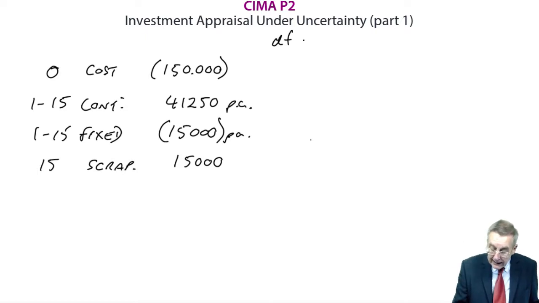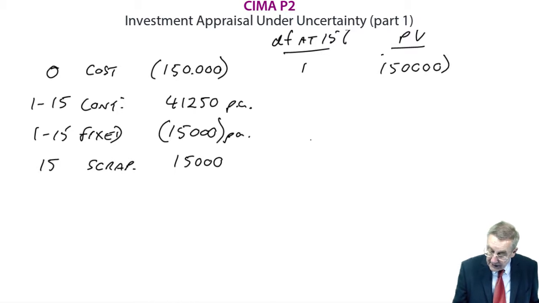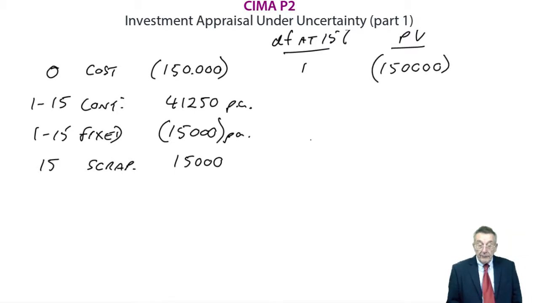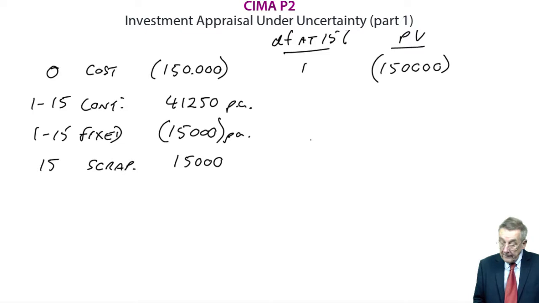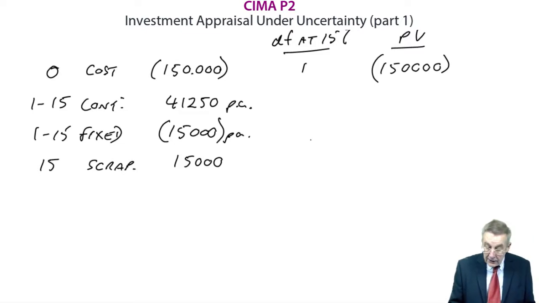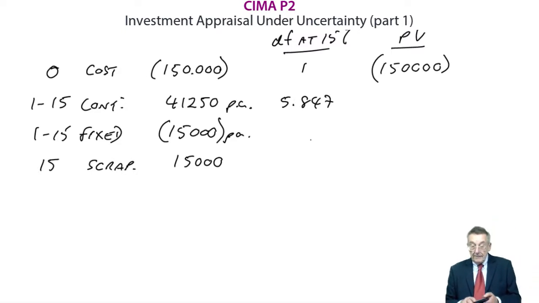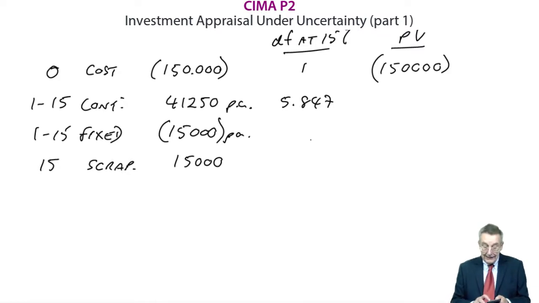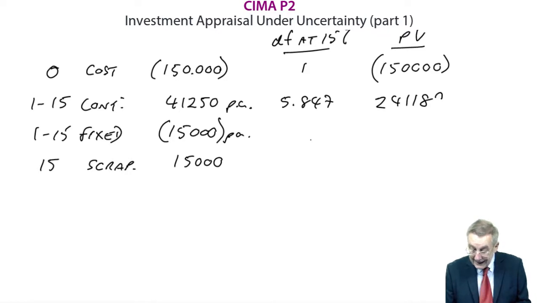Discount at, what was it? 15%. The present values, well, the cost is 150,000. For an annuity, use the annuity factor. So 15 years at 15%, the annuity factor is 5.847, giving the present value of 241,189.